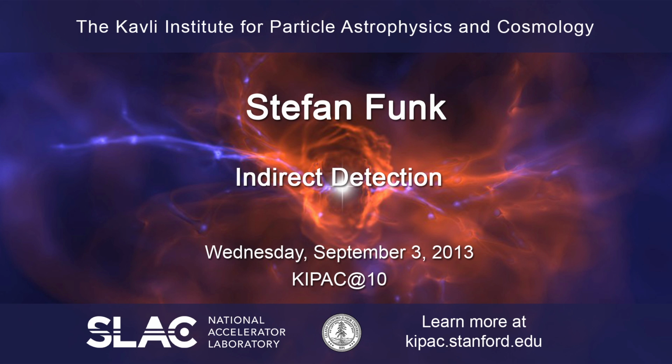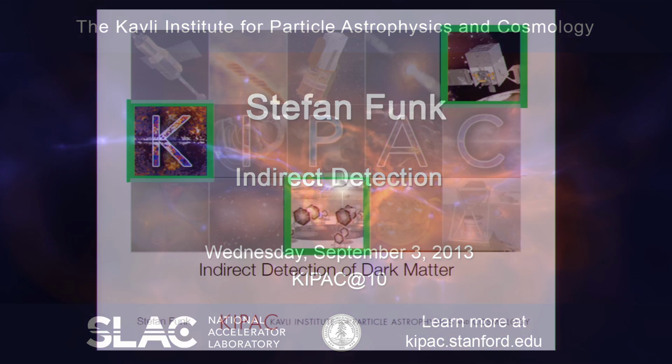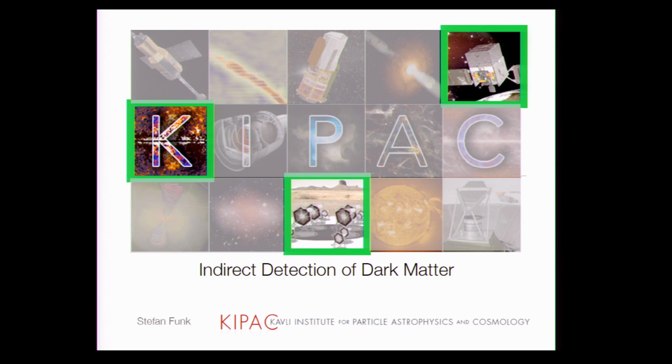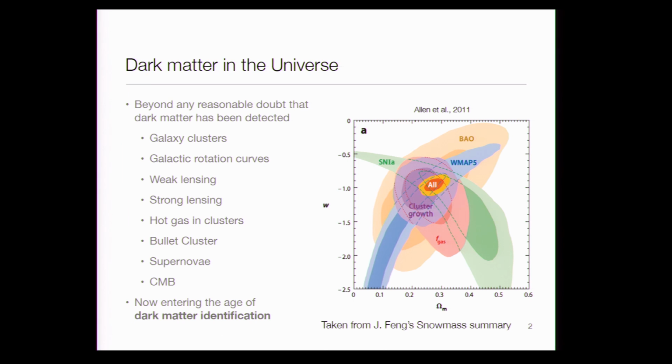I will mostly focus on the gamma rays, and the gamma rays are the things that are highlighted here in green on this beautiful collage of things that were put together for KIPAC at 10. Okay, I think I don't need to give you a motivation for dark matter in the universe. I just briefly mention something that I found quite interesting in Jonathan Feng's SNOWMASS summary.